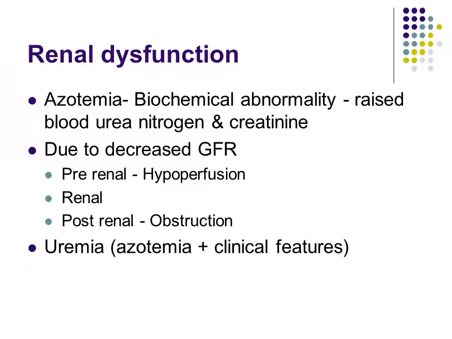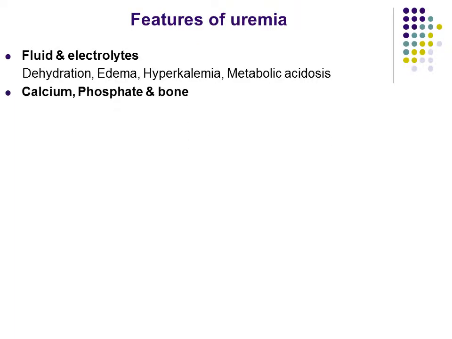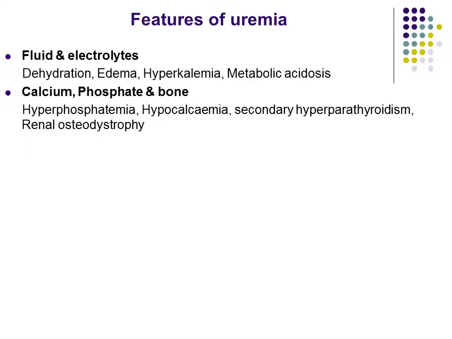leading to azotemia. Now there's one more term which you should understand, which is uremia. What is uremia? It is azotemia with clinical features. When a patient has biochemical abnormality along with its clinical signs and symptoms, we call it uremia. What are the features of uremia? You will see fluid and electrolyte imbalance. It will lead to dehydration, edema, hyperkalemia, metabolic acidosis.